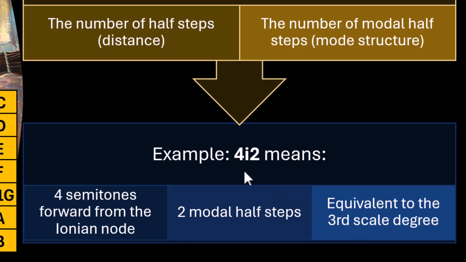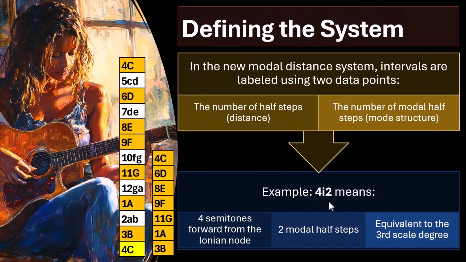So notice that each of these notations has meaning to it. You could drop it down to just an Ionian second if you wanted to, which would be equivalent to the third scale degree, which would be a major third from the point of the Ionian.